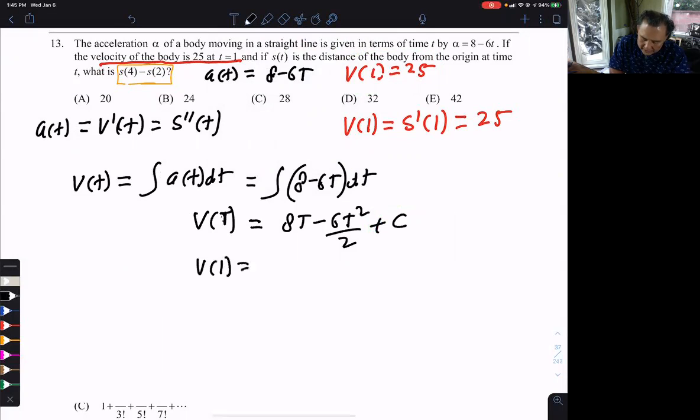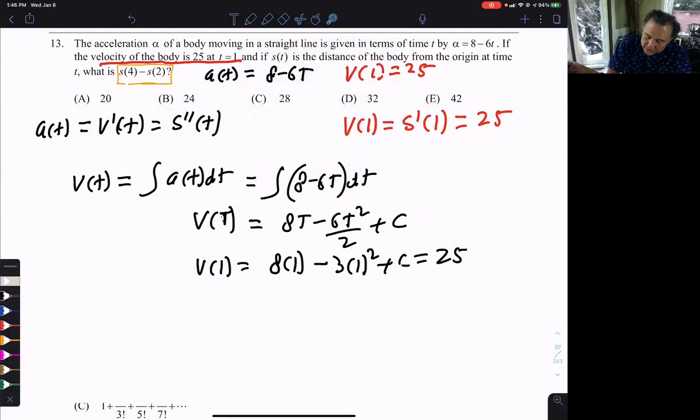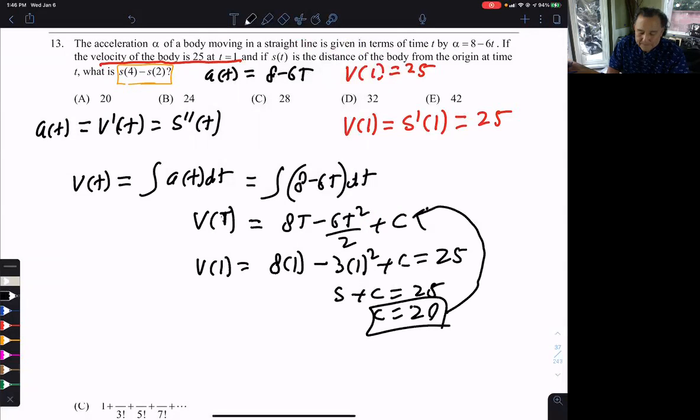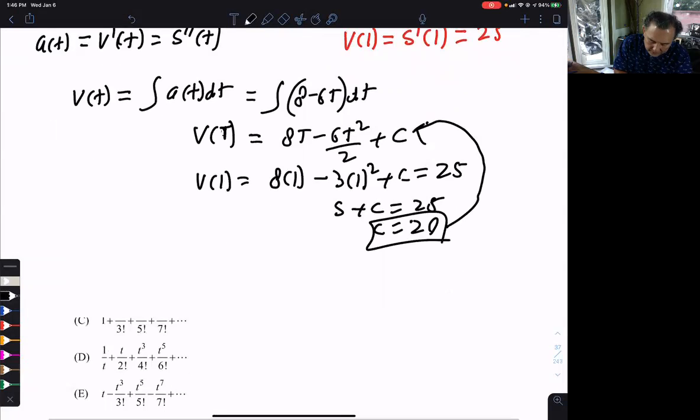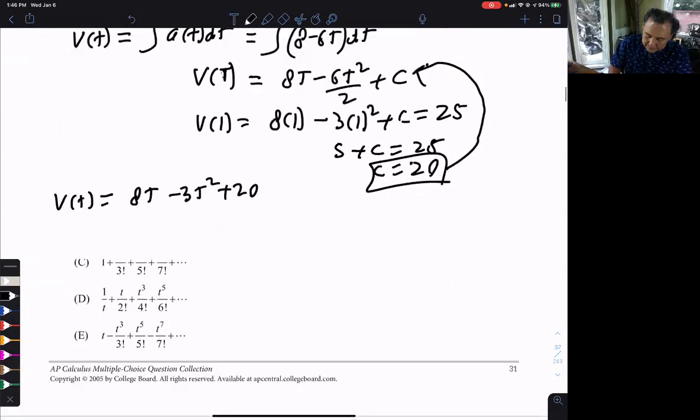V of 1 is 8 times 1 minus 3 times 1 squared plus c. And we know that equals 25 because they told us so right there. Well, 8 minus 3 is 5. Subtract 5 from both sides. We know that c that we found is actually 20. So what do I know now? My velocity function is 8t minus 3t squared plus 20.